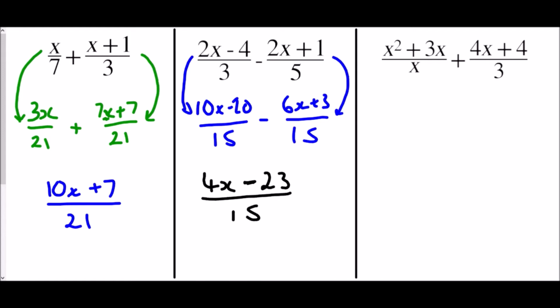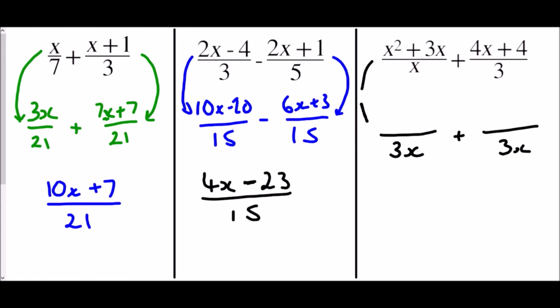Now if we're going to simplify this, we would need a common factor between all three elements. We don't have that in this case, and so 4x take away 23 over 15 is the simplest form. And then finally we have x squared plus 3x over x plus 4x plus 4 over 3. So the first thing I want to do is get a common denominator, and if the denominators are x and 3, then my denominator is going to be 3x in both cases.